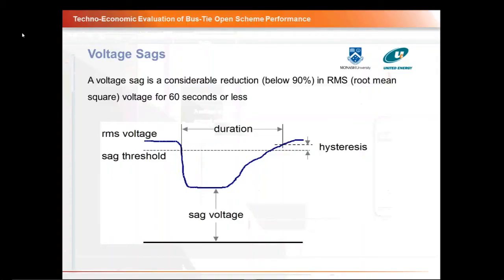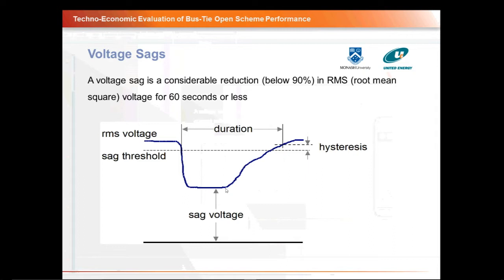Before we can understand how the bus tie open scheme works, it's important to know what a voltage sag is. As we can see in this diagram, a voltage sag is a dip in voltage. Every voltage sag has a duration and a depth. Voltage sags occur due to a fault on a network.